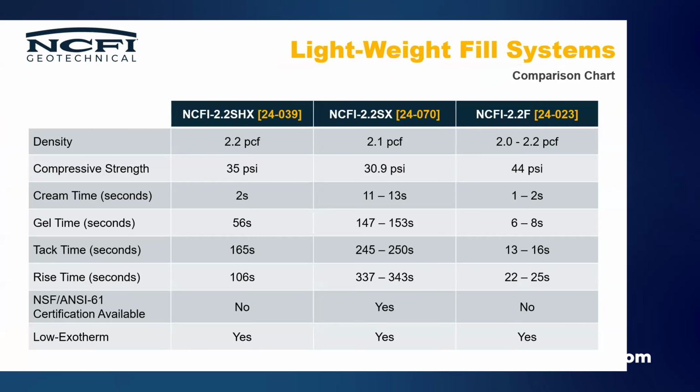So this kind of just shows all of the various lightweight fill systems, the 2.2 SHX, SX, and F, with the various times, speeds, or rise times. And they're pretty similar in compressive strength. It is a little different, the fact that they're all 2.2 pound foams. There is a little bit of differentiation in the compressive strengths of each of them, but they're going to be in that 31 to 44 psi compressive strength range.